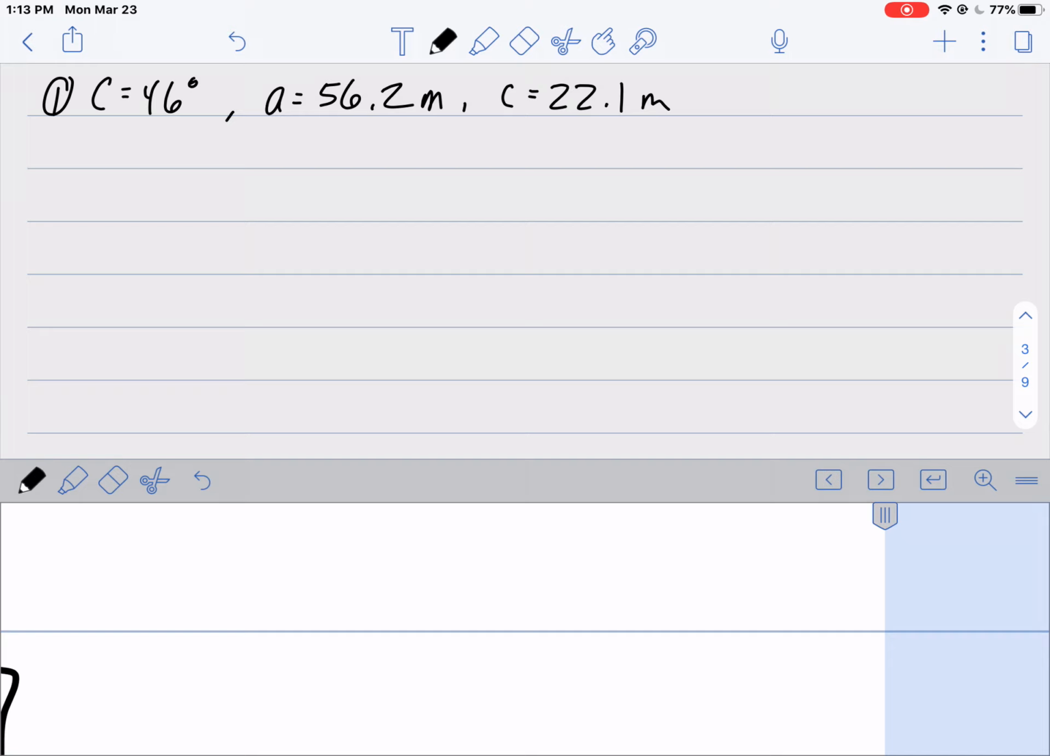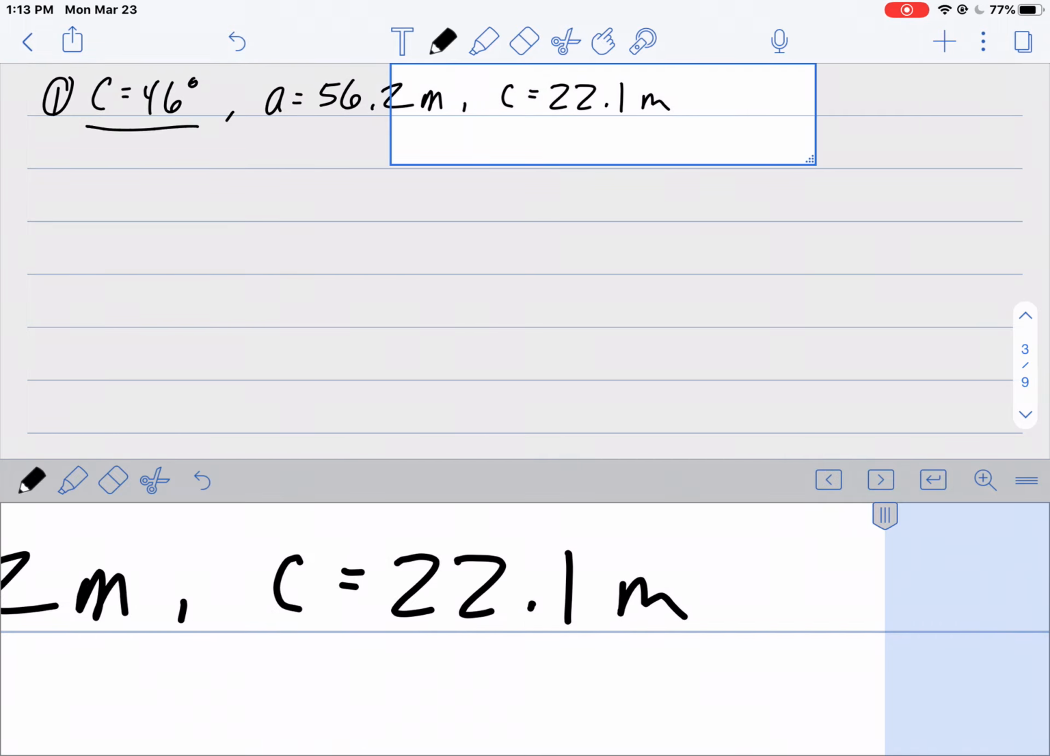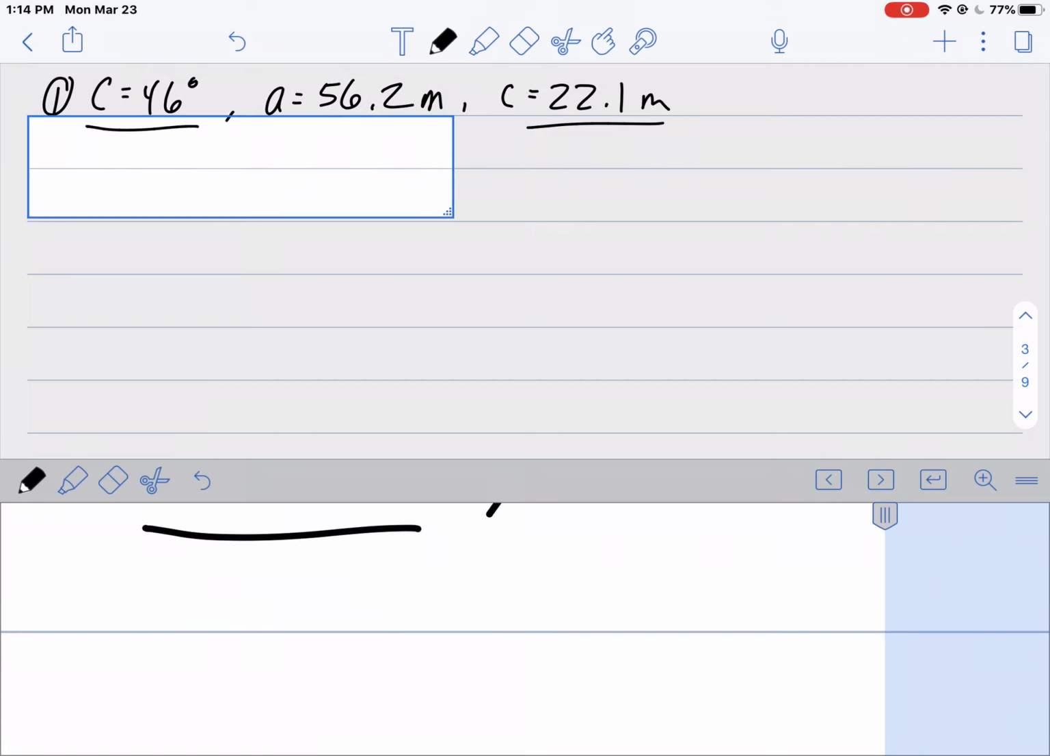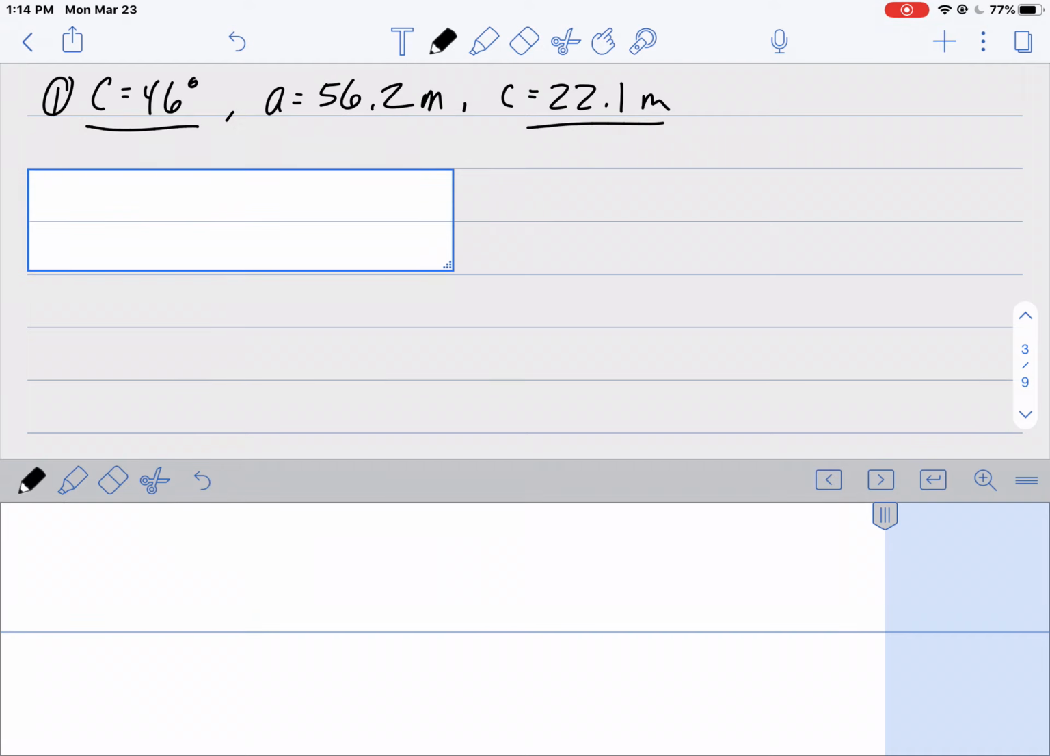Given the measure of angle C at 46 degrees, the length of side A, and the length of side C. Noticing my information, I know a side and angle that are opposite each other, but I know only one angle. So I'm going to start with the side and angle that I know are opposite each other, along with the length of side A. Let's start by finding angle A. One of my ratios is going to be C and sine C, the other is going to be A and sine A.